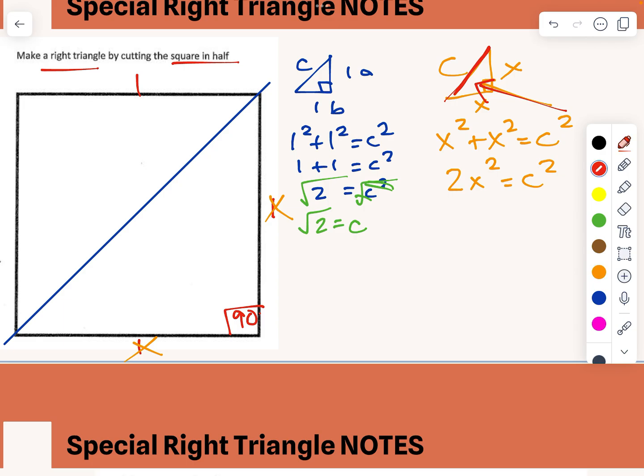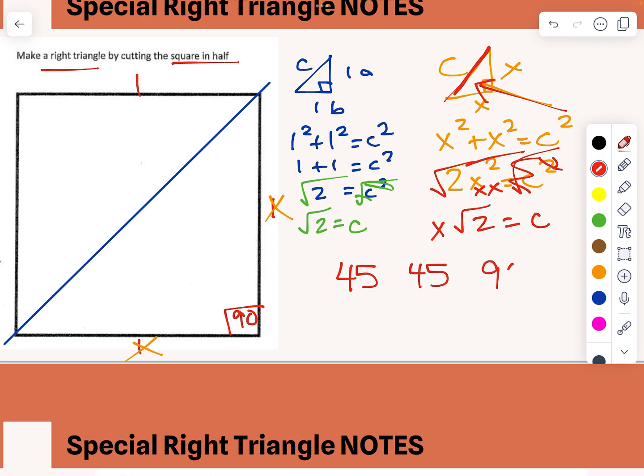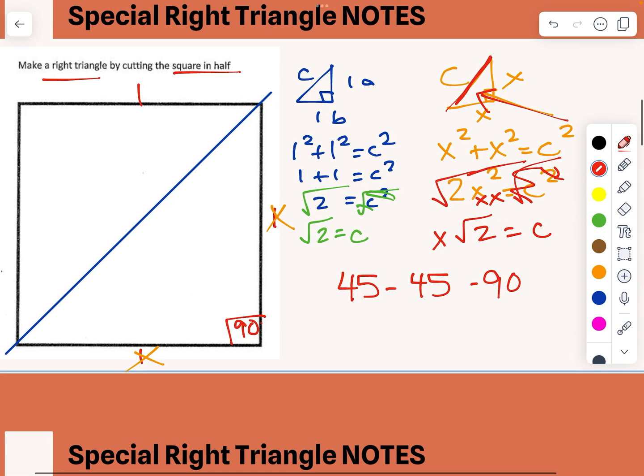When you take the square root of both sides, 2 stays in the house. And because there are 2 x's, those are buddies, we can pull 1 out. And then the square and the square root cancel out, so we have c equals x square root of 2. This is extending it to a 45, 45, 90 special right triangle.